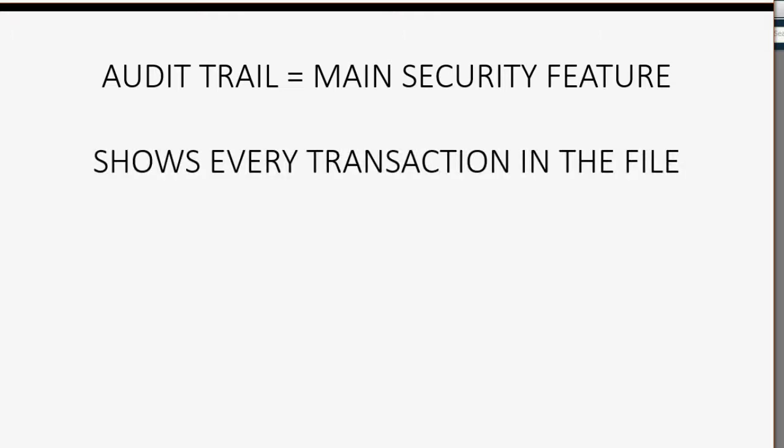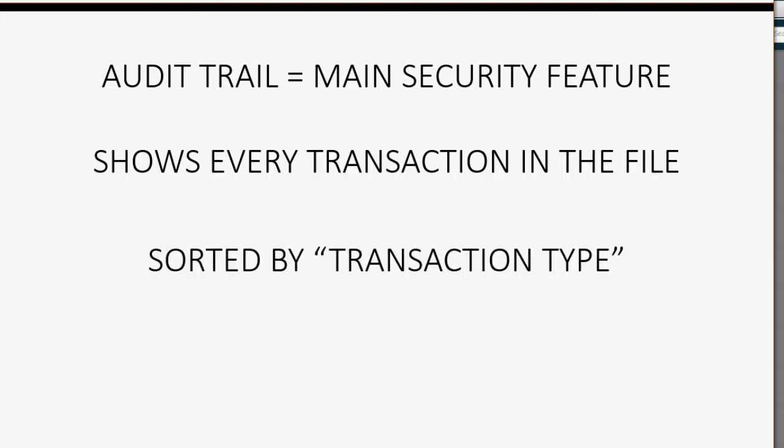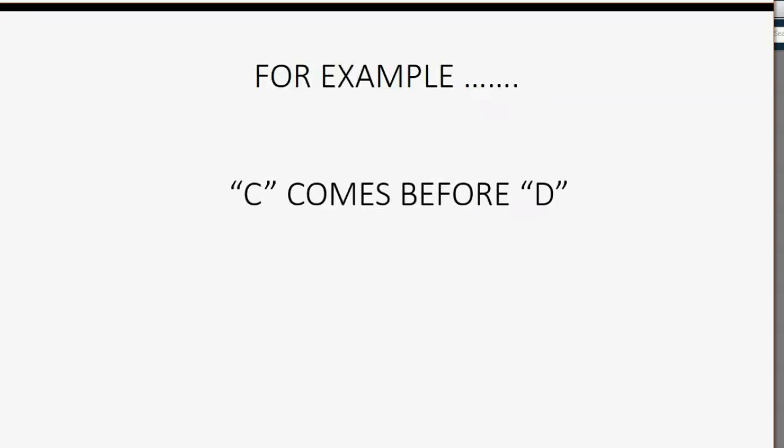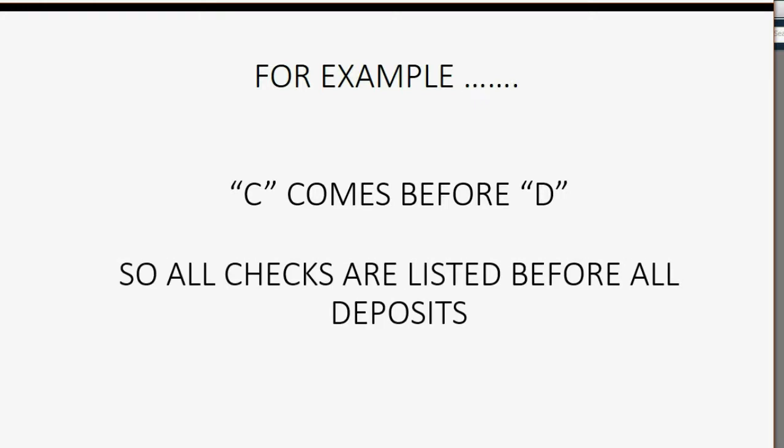It shows every transaction in the file, but it's sorted by transaction type. So it's not like the journal that lists everything in order entered. The transactions are sorted by type, and then the types themselves are displayed in alphabetical order. For example, C comes before D in the alphabet. So checks are listed before deposits in the audit trail. That's the order that you will see in a moment.